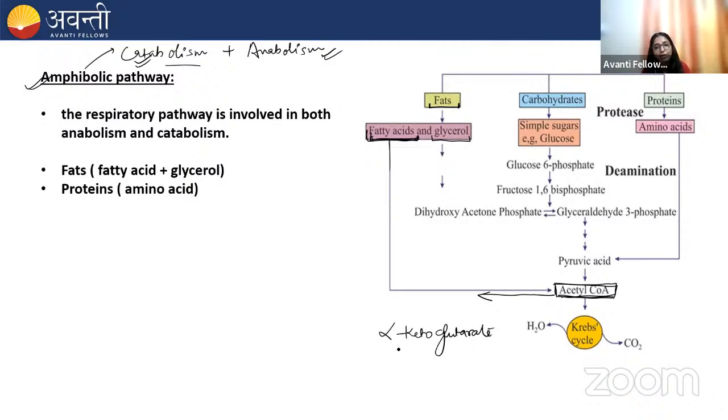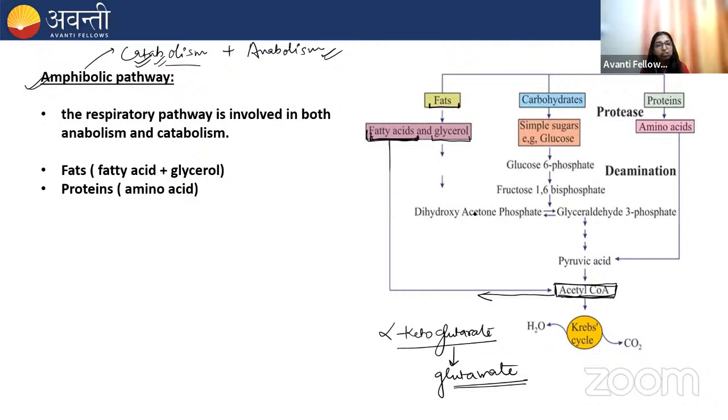This alpha ketoglutarate is involved in the synthesis of glutamate, protein synthesis. So synthesis is also taking place, and breakdown, that is catabolism, is also taking place. So both the processes are taking place in the respiratory pathway. That is why we call the respiratory pathway the amphibolic pathway. That is both catabolism and anabolism.